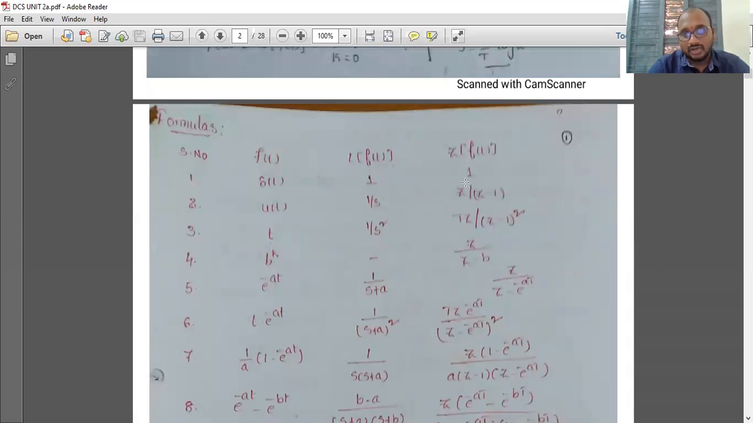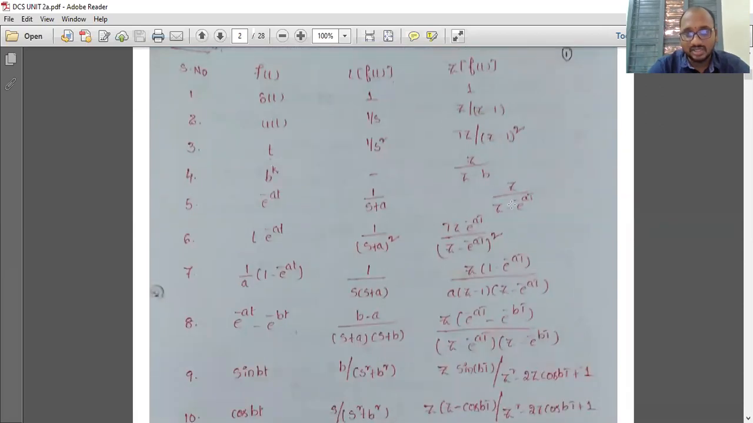1, z divided by z minus 1, tz into z minus 1 whole square, z divided by z minus b, z divided by z minus e power minus at, tz into e power minus at divided by z minus e power minus at whole square.